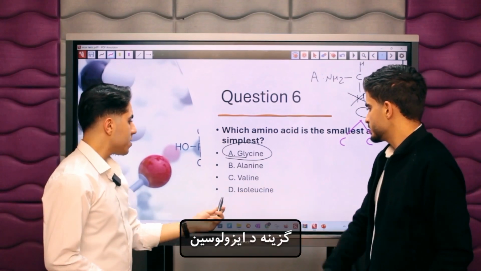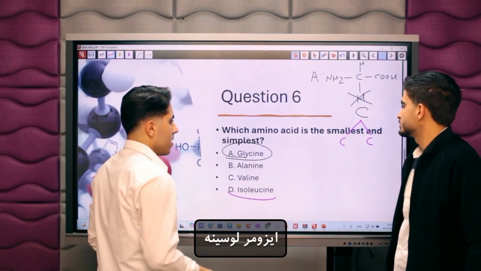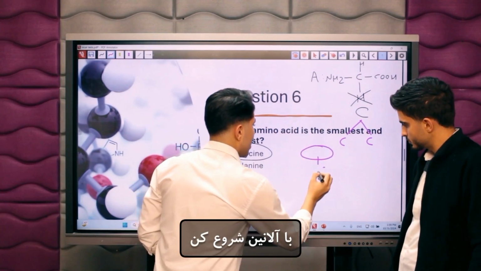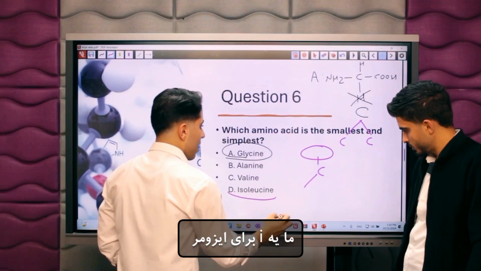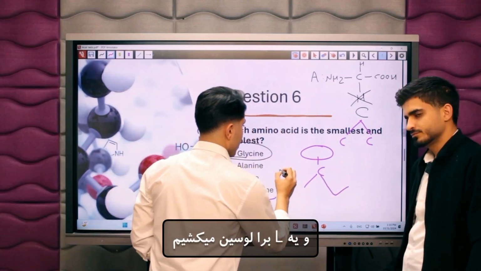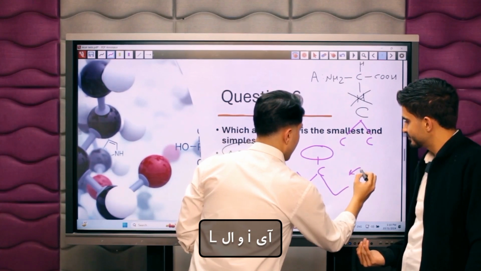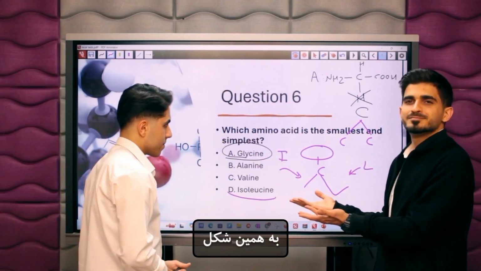Option D, isoleucine. It's an isomer of leucine. As usual, draw the constant part. We start with alanine. We add I for isomer and L for leucine. I, L. This is called isoleucine. Just like this.